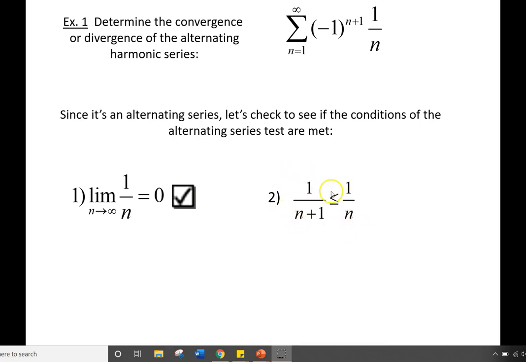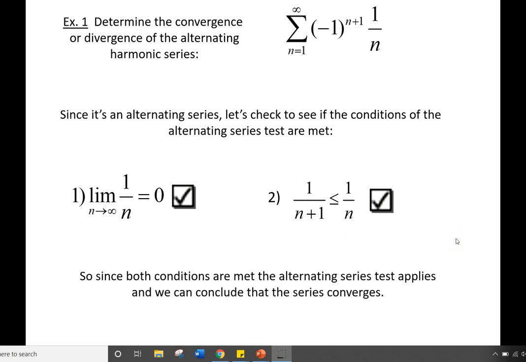And if the numerator is a constant like 1, this is usually a very easy comparison to look at. Do you agree that 1/(n+1) is always going to be less than 1/n as n gets larger and larger? And yes, you should agree to that, because this denominator is always going to be a little bit bigger than this denominator, which means this fraction is always going to be smaller than the fraction that came right before it.